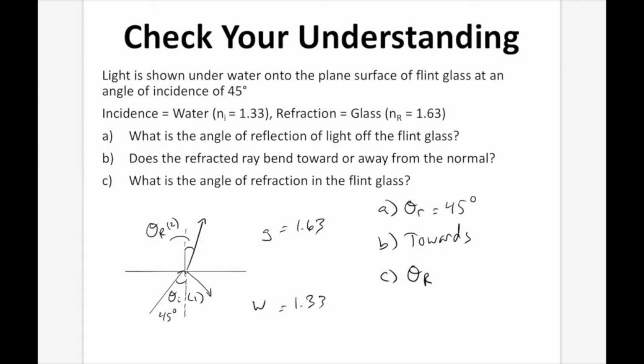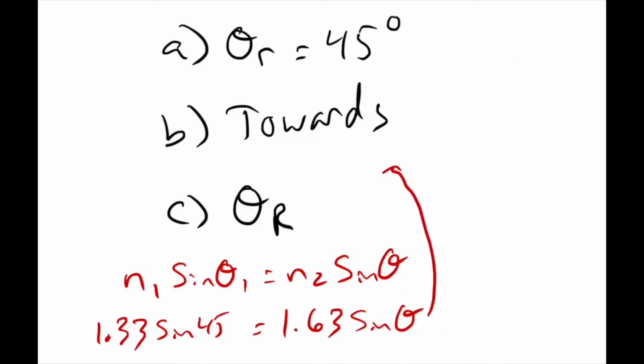And C, what is the angle of refraction in the flint glass? Theta capital R. So we're going to write out our formula. We're going to say that n1 sine theta 1 equals n2 sine theta 2. n1 is going to be 1.33 sine 45 equals n2, which is 1.63 sine theta. So we need a little bit more room. So we're going to put it up here, and we're going to simplify. So we're going to divide both sides by 1.63. So we're going to be left with sine theta refraction equals 1.33 sine 45 divided by 1.63.